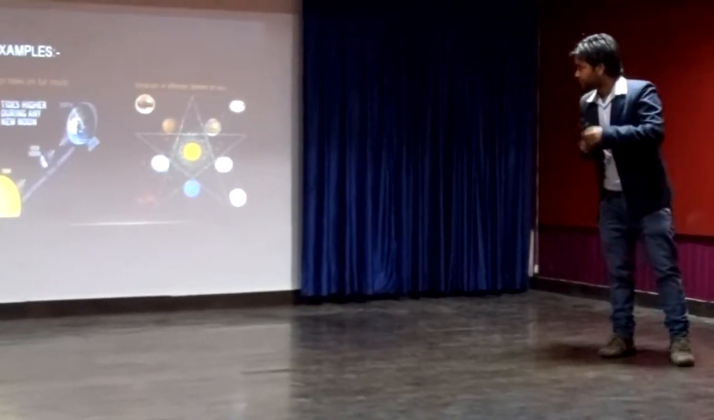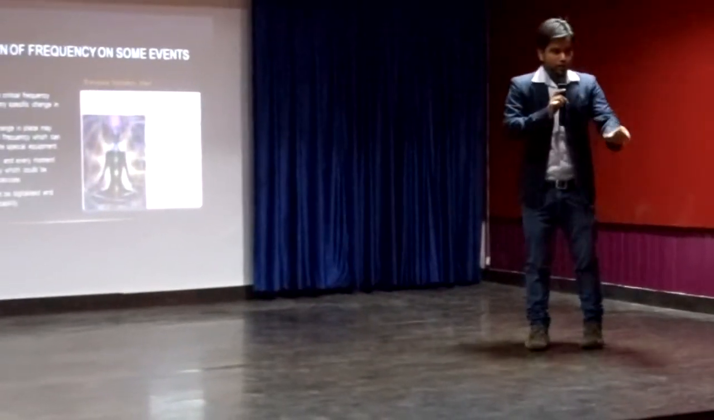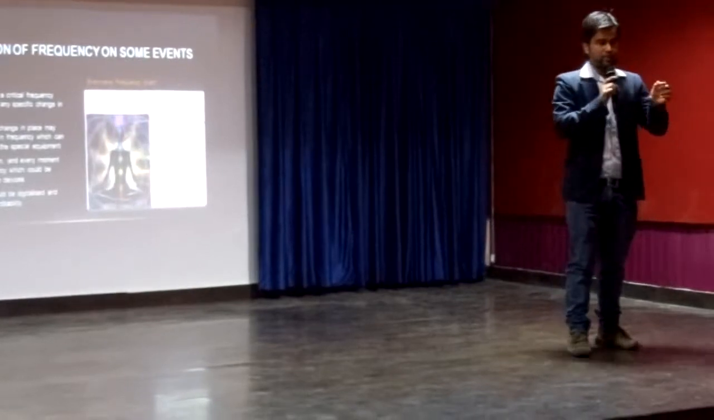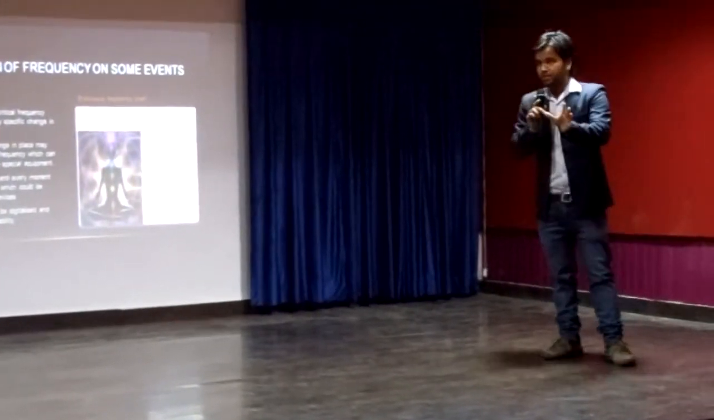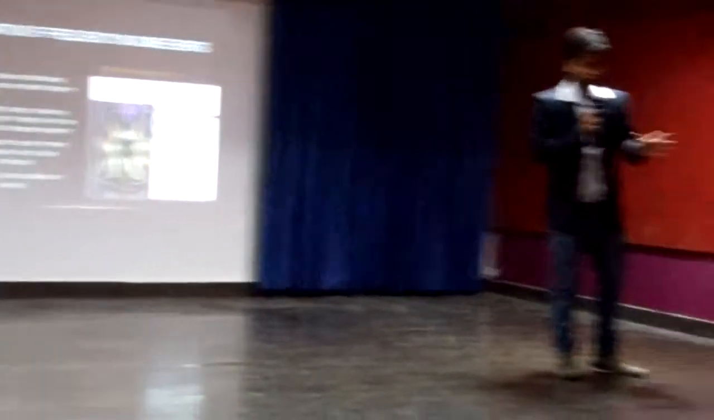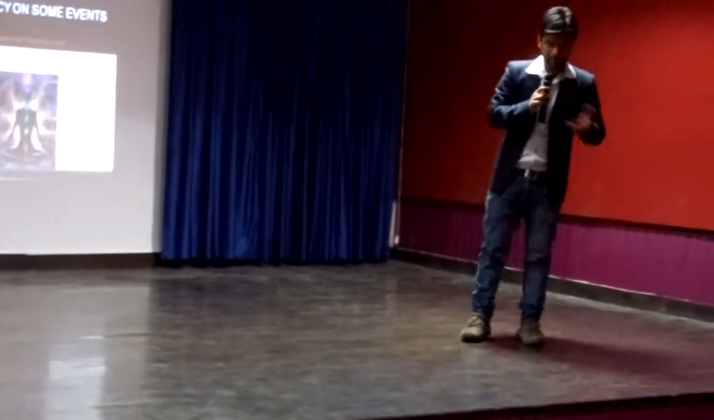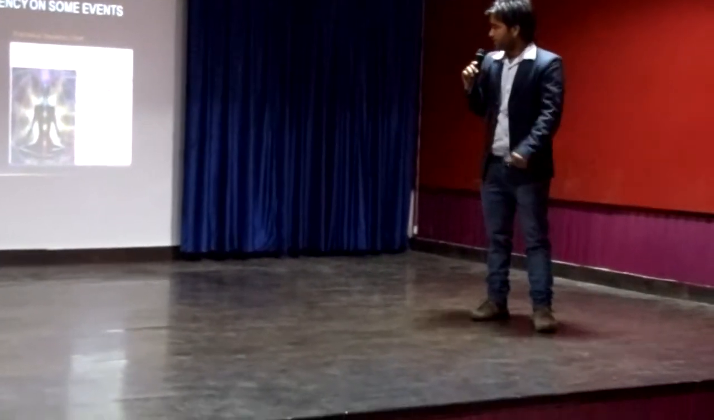The third is variation of frequency. This is a bit technological. We know that every object emits a certain type of frequency called a critical frequency. If any change in the frequency of a particular object can be easily noticed, we can easily determine what is going to happen next. An upcoming change in a place may lead to a change in the frequency, which can detect the special movement.